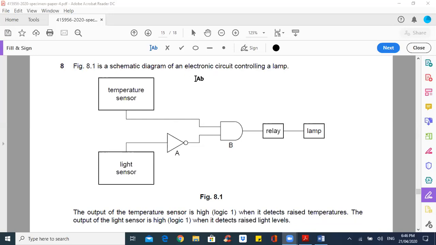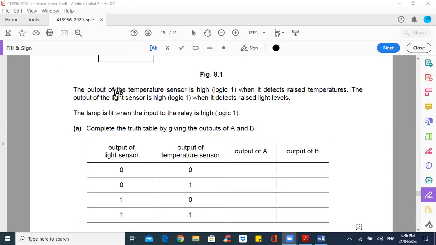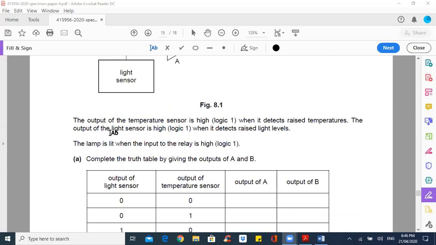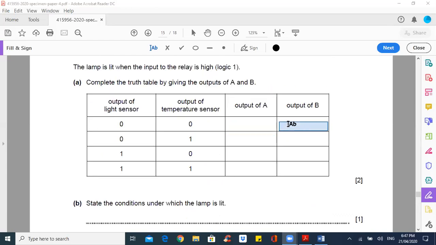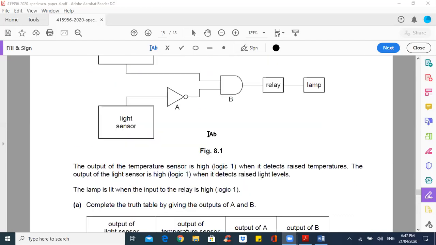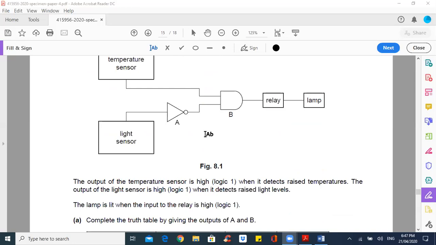Figure 8, continue now. Figure 8.1 is a schematic diagram of an electronic circuit controlling a lamp. And these are the outputs here. The output of the sensor is high when it detects raised temperature, and the output of the sensor is low when it detects raised light level. The lamp is lit when the input of the high relay is high. So we're going to look at A and B. This is your A here, which is a NOT gate.